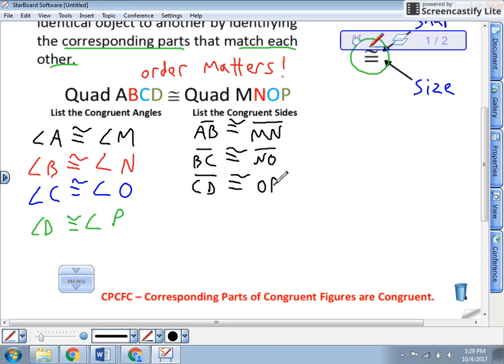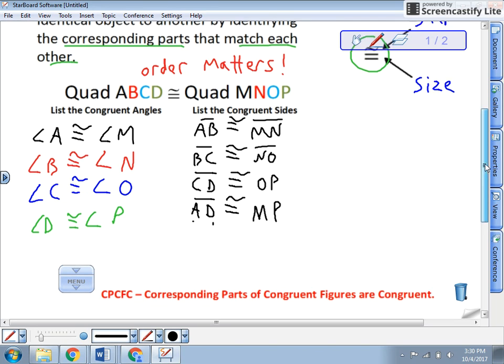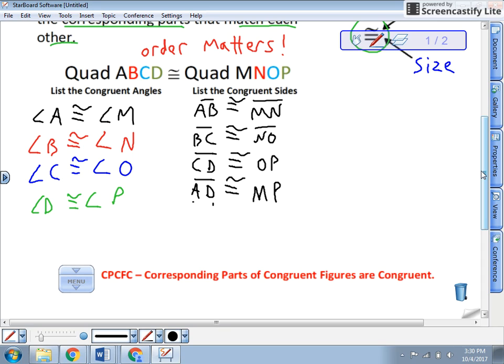And then obviously I've got AD, first and last, is going to be congruent to, what's the first and last over here? It's MP. Notice I put A first, then D, so I have to put M first, then P. I would not want to write P then M, so keep that order important. And then down here, CPCFC, that just means corresponding parts of congruent figures are congruent. Since these figures are congruent, the corresponding parts are congruent as well. It's very self-explanatory. So simple idea, look for those congruent statements. Don't let the pictures distract you. The congruent statement will tell you everything you need to know.